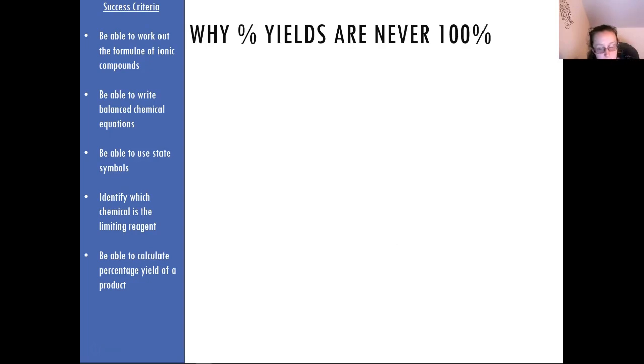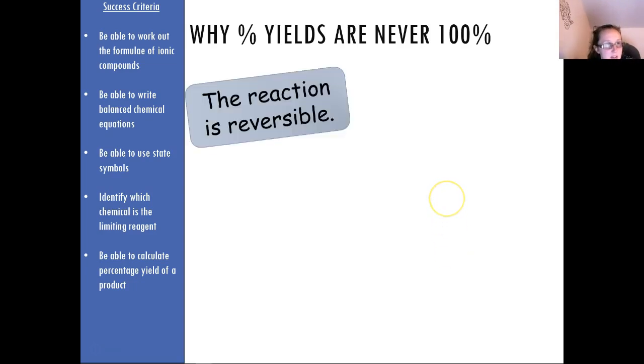Okay, last thing, very, very last slide, I promise. I know it's been a long one. We need to know why percentage yields are never actually going to be 100%. And there's a few reasons. It might be because the reaction is reversible, so it starts to go back to the reactants from the products.